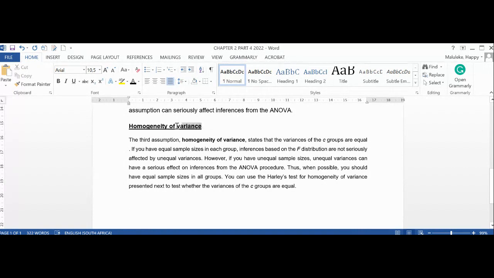Homogeneity of variance. This is the third assumption that one needs to know. Can someone give me the 3 major assumptions of ANOVA? We just discussed them now.